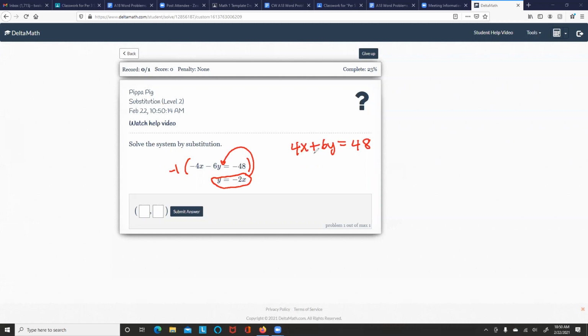And I was going to say also divide this by 4. This divides by 4, this divides, but this doesn't, right? We could divide by 2. Let's go ahead and divide by 2.